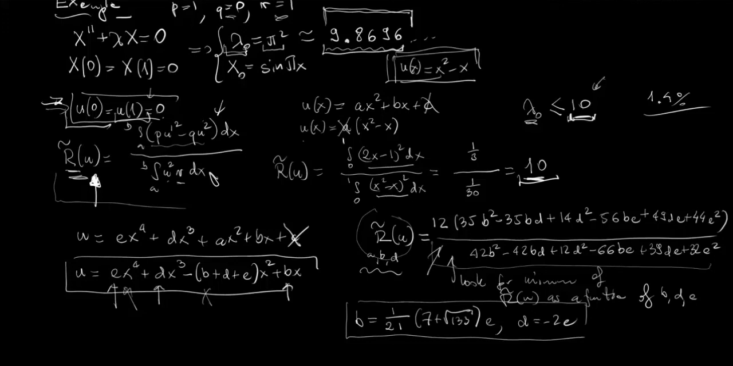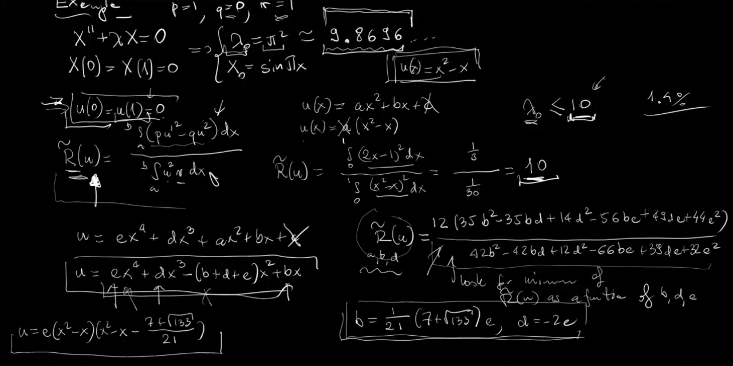And then if you just plug these values of b, d, e into the function, you will see that u is equal to e times (x squared minus x) times (x squared minus x minus (7 plus square root of 33) divided by 21). So this is the function which makes this value the smallest one among all quartic polynomials.